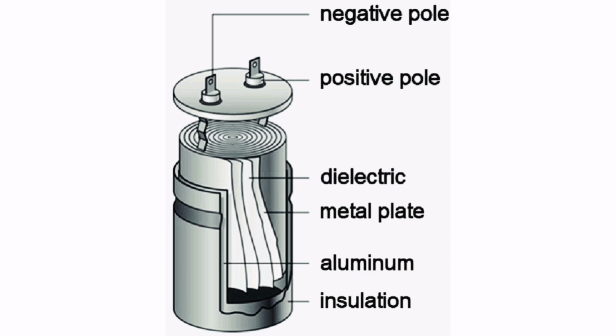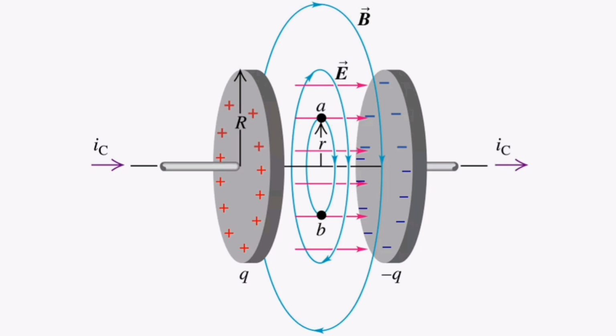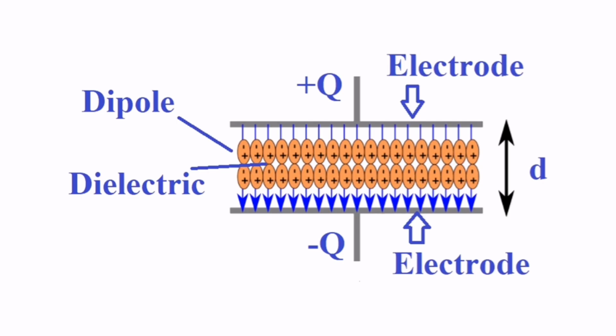Capacitance is a key concept in electrostatics, particularly in the context of capacitors, which are devices used to store electrical energy. A capacitor consists of two conductive plates separated by an insulating material, called a dielectric. When a voltage is applied across the plates, electric charges accumulate on the surfaces, creating an electric field between the plates. This field stores energy, which can later be released when needed.